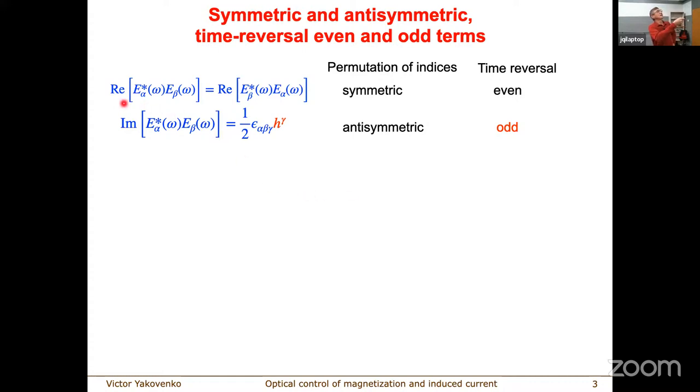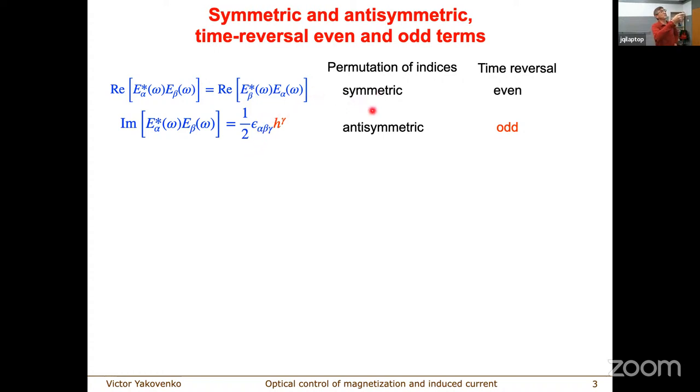You have the second-order tensor of the electric field and its conjugate. Remember, this is oscillation at a frequency, so E is a complex amplitude of the electric field. This tensor can be separated into a symmetric part and an antisymmetric part. This is a symmetry classification, a very brief slide.